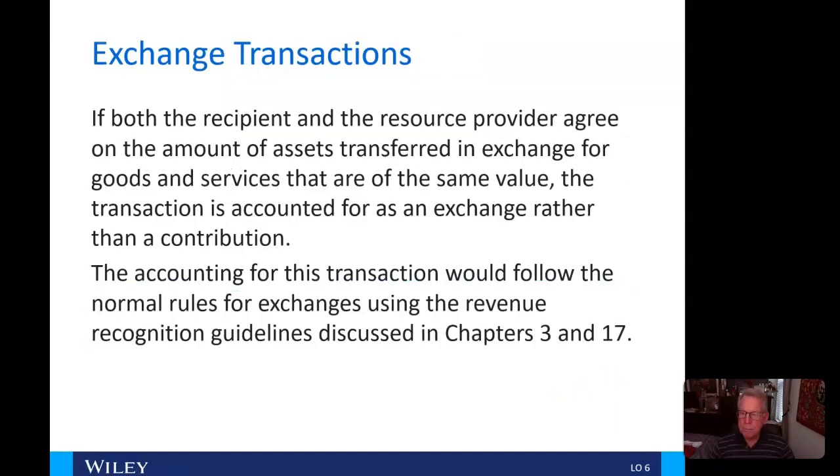Okay. Now, exchange transactions. If both the recipient and the resource provider agree on the amount of assets transferred in exchange for goods and services that are of the same value, the transaction is accounted for as an exchange rather than a contribution. The accounting for this transaction would follow the normal rules for exchanges using the revenue recognition guidelines discussed in chapter 3 and will be discussed in chapter 17.